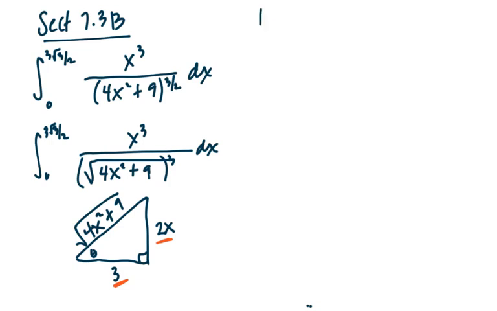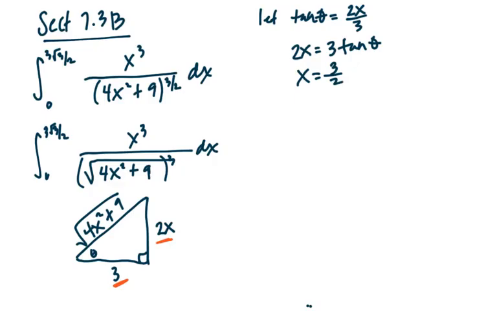So let's let tangent of theta equal 2x over 3. So then 2x equals 3 tangent theta. So x equals 3 halves tangent theta. It's a good starting point. So dx is 3 halves secant squared x. I'm sorry, secant squared theta, d theta.